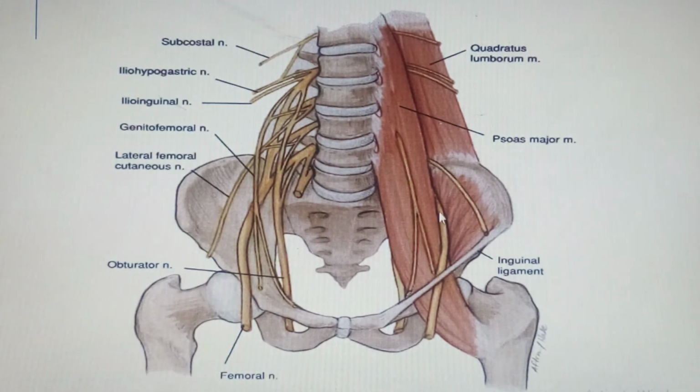Now, look at this. Here we have this nerve, which is running lateral to this psoas major muscle, and this nerve is the femoral nerve. Lateral to the psoas major muscle is the femoral nerve. So once you have your psoas major muscle, running lateral to it will be the femoral nerve, L2 to L4, of course.